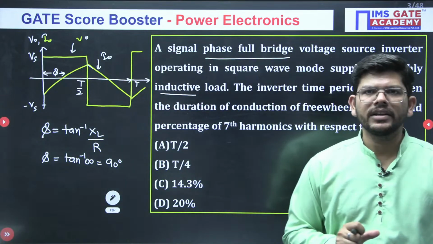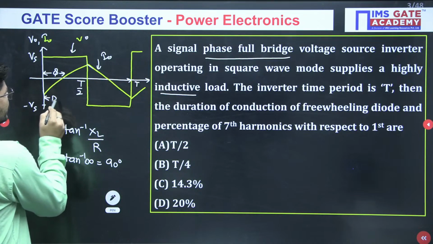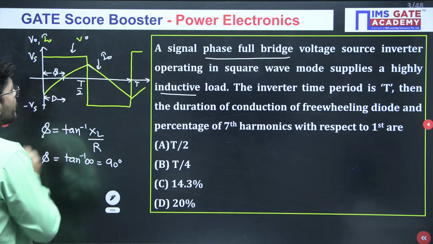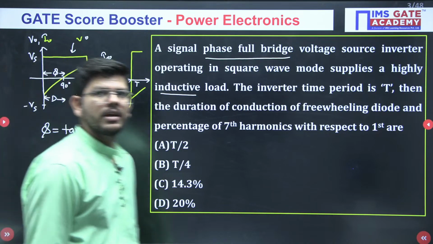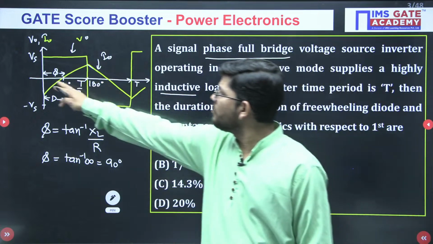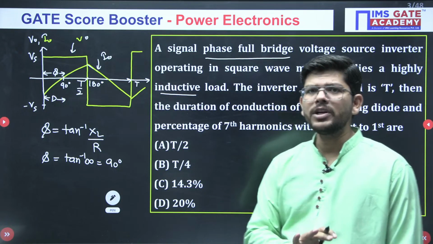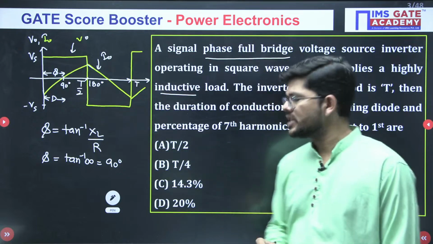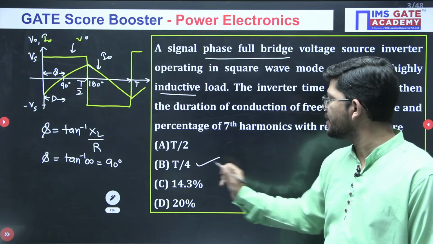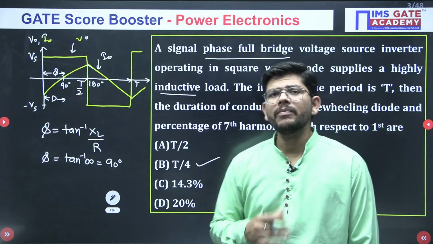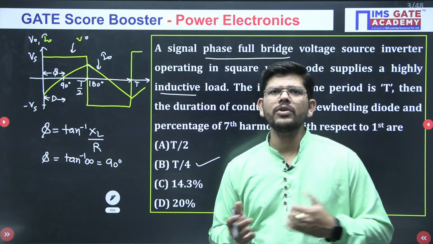So if the phi angle is 90 degrees, then what will be the duration for which the diodes will be conducting? Just see, the diode will be conducting for this duration. If this duration is 180, then this will be 90 degrees. So if it is T by 2, then what will this duration phi be in terms of time? It will be T by 4, isn't it? So the diode or any of the switches, they will conduct for a duration of T by 4 only. If we have a pure inductive load, any of the switches, either diode or the switches, will conduct for T by 4 duration.